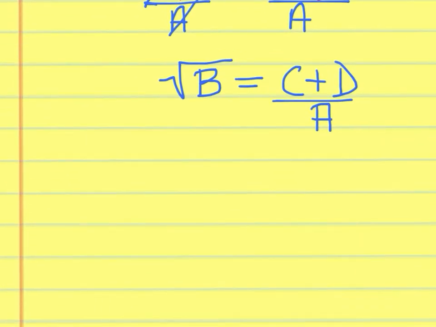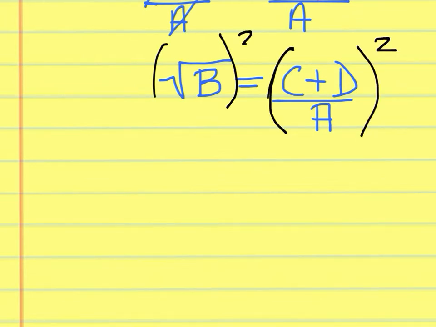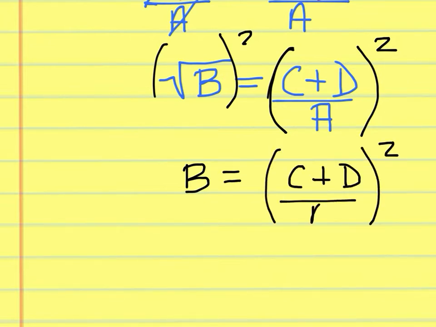And then to get the b isolated, we square both sides to come up with b equals the quantity squared of c plus d over a.